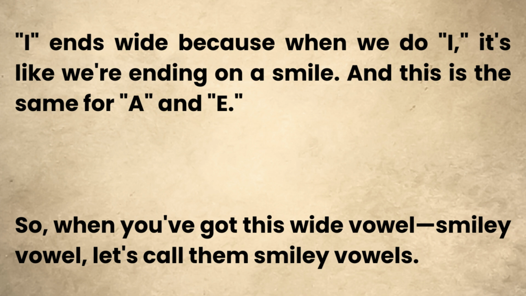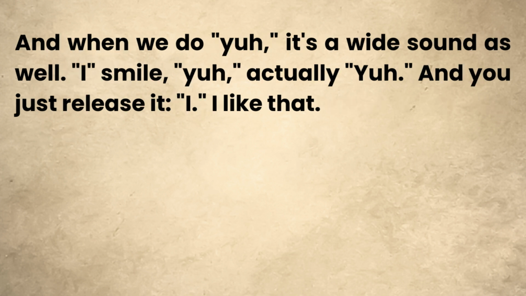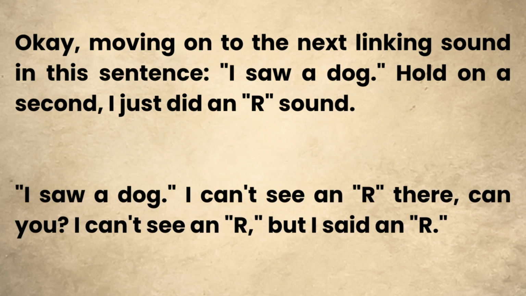"I" ends wide, because when we do "I", it's like we're ending on a smile. And this is the same for A and E. So when you've got this wide vowel, let's call them smiley vowels, then to get to the next word, if it starts with a vowel, you have to put a "ya", because it's easy, because our mouth is already wide. And when we do "ya", it's a wide sound as well. I smile, ya, actually, ya. And you just release it. "I actually like that."